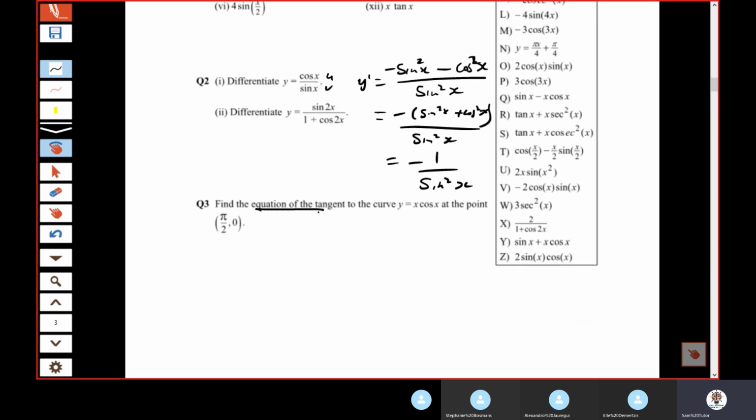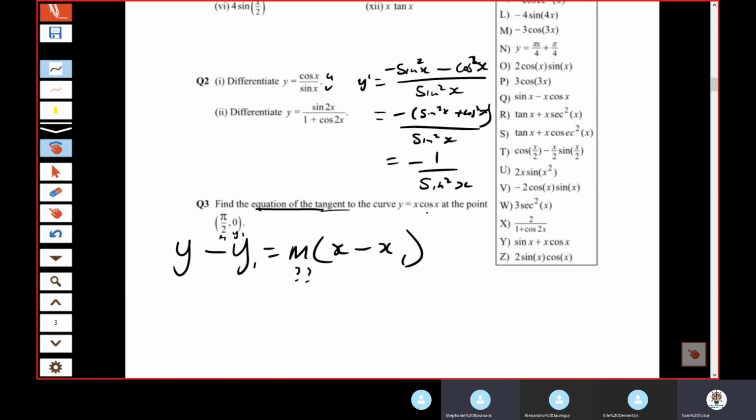Find the equations of tangents. What's the equation of a tangent? What's the equation of a line? y minus y1 equals m, x minus x1. x1 and y1 are here. And what's your m? How do we find m? It's the gradient. How do we find it?